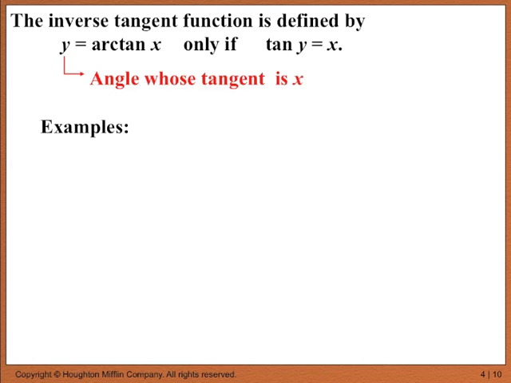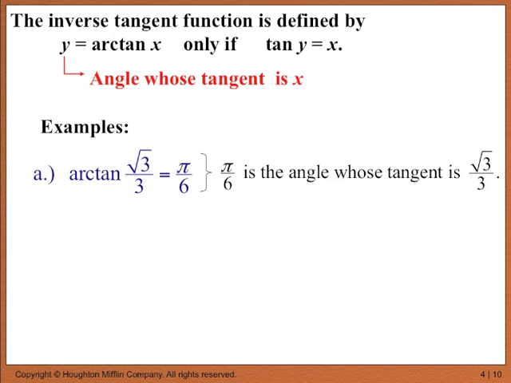Examples: arctan of root 3 over 3 equals pi over 6. Pi over 6 is the angle whose tangent is root 3 over 3. Now, the arctan is a little bit trickier. You see, with arcsine and arccosine, all you have to do is look at the x-coordinate or the y-coordinate on your unit circle. Well, with tangents, it's a little bit trickier because it's not enough just to look at x or y. You have to look at y over x. So you need both. You look at y over x, that ratio.